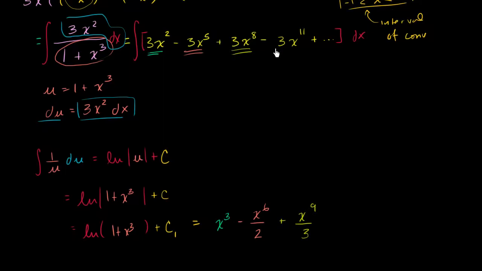And then, let's just do one more of these for fun. x to the 12th over 12, but we have this 3, so negative x to the 12th over 4. And then we keep going. And then we're, of course, going to have some constant. And actually, let me put the constant in the front.